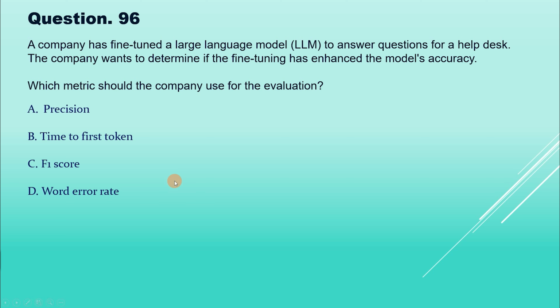And the correct answer here will be option C, F1 score, because F1 score provides a balanced evaluation of the model's ability to give both relevant and accurate answers, making it the most suitable metric for assessing the fine-tuned model's performance in answering help desk questions. So option C is absolutely correct here.